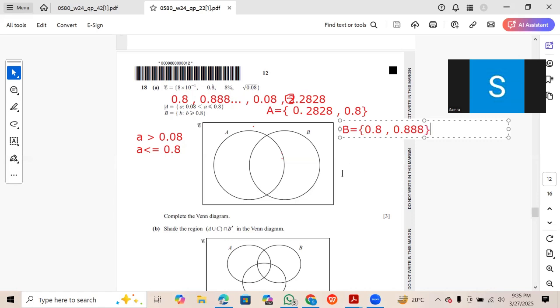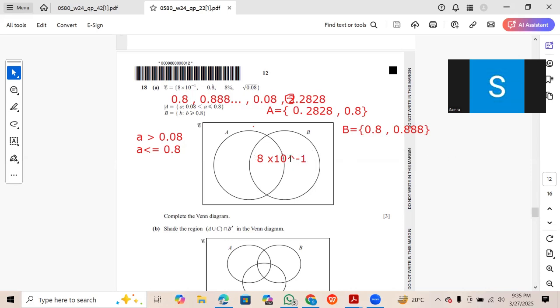Now we will locate these sets in our Venn diagram. So tell me the common number from both sets. 0.8. So here we can write 8 into 10 power minus 1, because the question was presented in this form. So here the power is minus 1. Okay, so this is the common number.